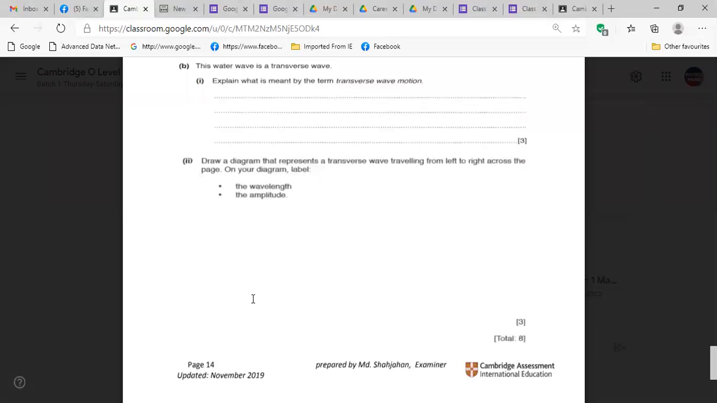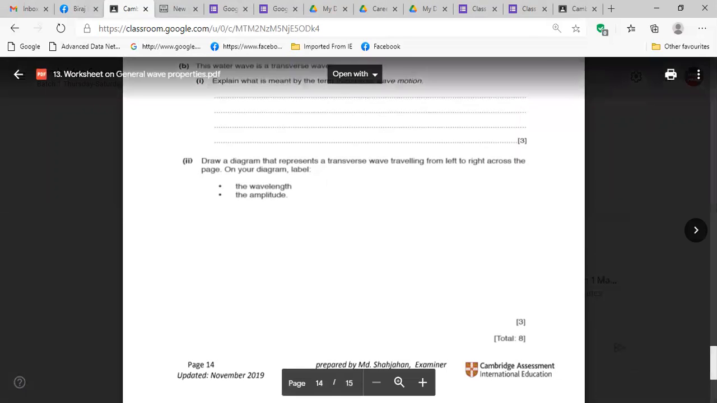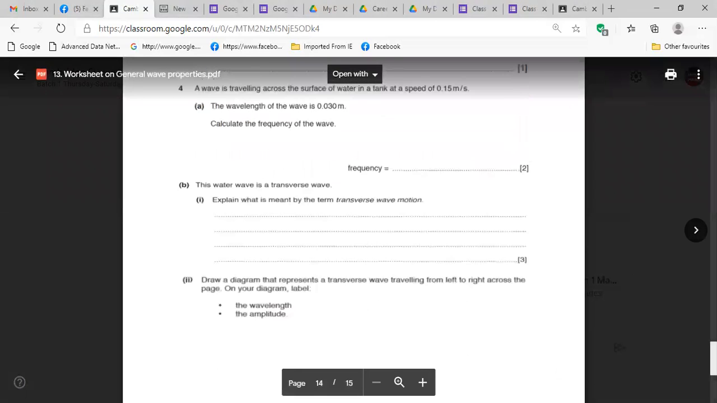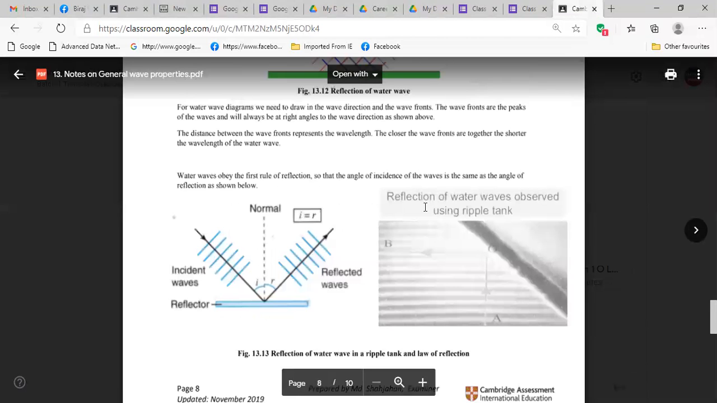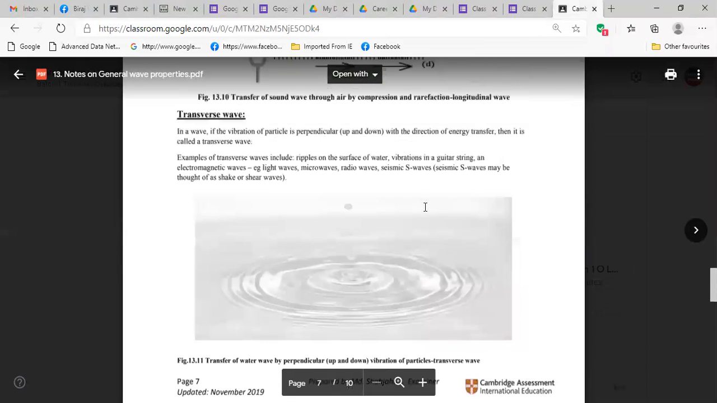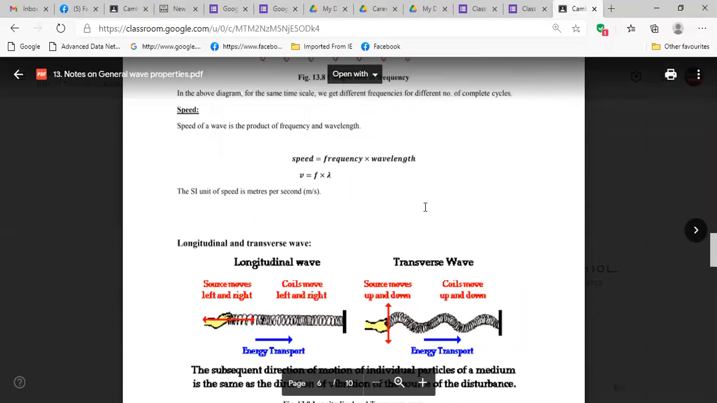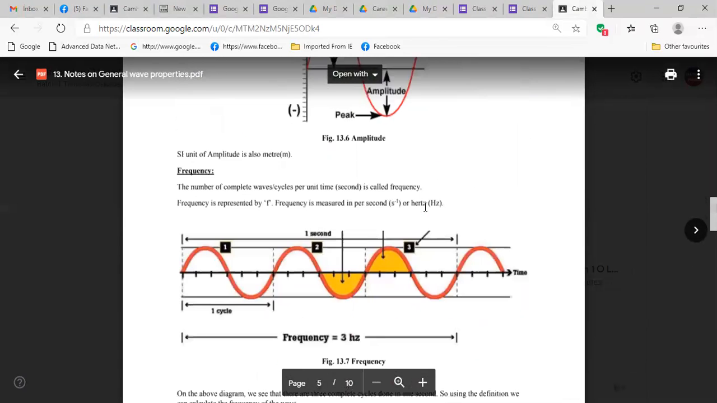Draw a diagram that represents a transverse wave traveling from left to right across the page. On your diagram, label the wavelength and amplitude. So this one is a very simple question, right? You just have to draw one wave, and in the wave you have to label wavelength and amplitude. You got many questions here where wavelength and amplitude are labeled, and in our notes we also learned how to draw the wavelength and the amplitude, right?